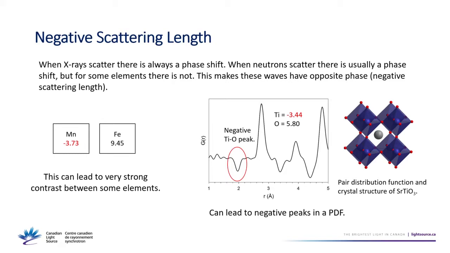And another interesting point with this, as I mentioned yesterday, is that if you have a PDF, since the intensity of the peak is proportional to the number of atom-atom pairs times the scattering power, if you have negative scatterers, you get negative peaks. So this in the strontium titanate is actually a negative titanium-oxygen peak. Of course, the manganese-manganese peak will be positive because the two negatives cancel out. So this negative scattering is something that can be useful and you should keep in mind.